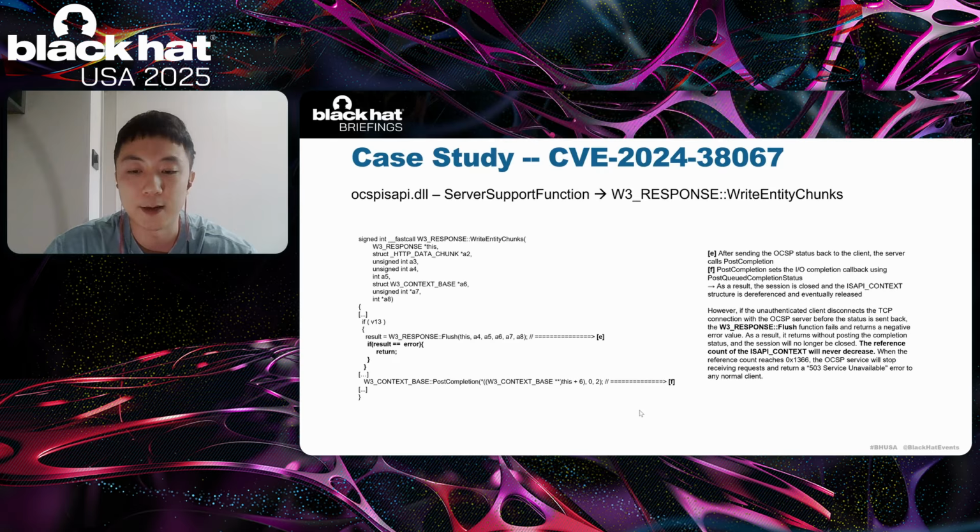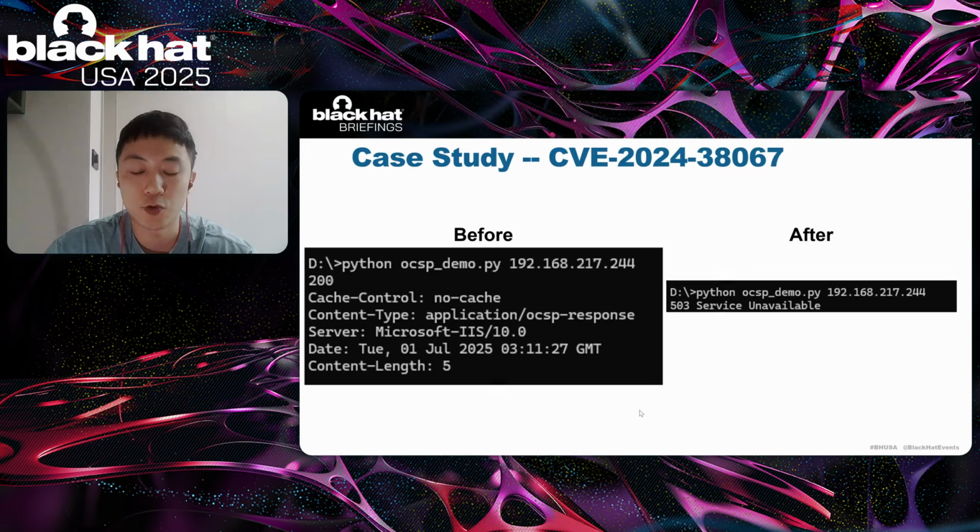However, if an attacker's client disconnects early, after sending the post data but before receiving the server's response, the flush function returns an error. As a result, the post-completion function is not called, and the IIS API context's reference count is not decreased. When the reference count reaches 0x1366, the OCSP service will stop processing any requests. Before the DoS is triggered, normal requests receive responses. After it's triggered, clients will get a 503 service unavailable error.